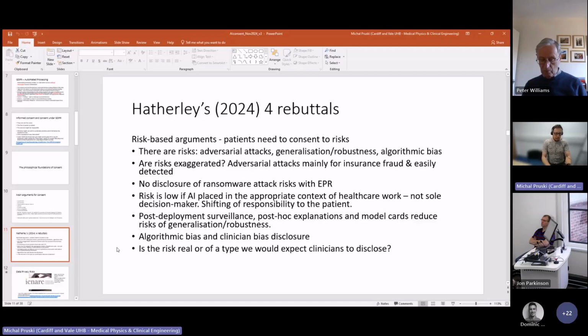And in this case, if we're seeking consent from patients, is there a possibility that we just want to shift the responsibility to the patient, if anything goes wrong with the AI, rather than the organizations taking responsibility for making sure they're using their technologies properly? And some of the risks are also mitigated by post-deployment surveillance, post-hoc explanations, and model cards.